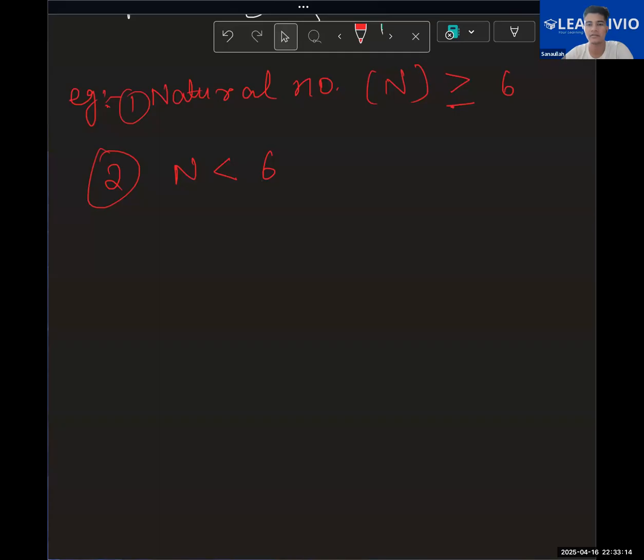See, whenever you are facing some problem recognizing whether this is a finite or infinite set, first of all, your first step should be making the set. This is given in set builder form, like natural number is greater than 6. So it is advisable to convert that into roster form, because in roster form you will find it a little easier. So how are you going to change this?